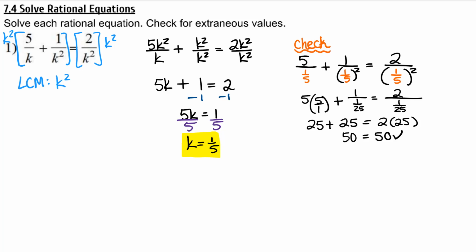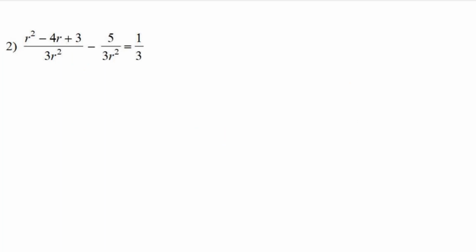You also don't need to include excluded values for a rational equation because you're literally looking for only the values that make it true. And we just have to make sure our solution is not an excluded value of any of the denominators. For number 2, the left side already has common denominators. So I'm going to combine those two fractions before multiplying everything by the LCM.